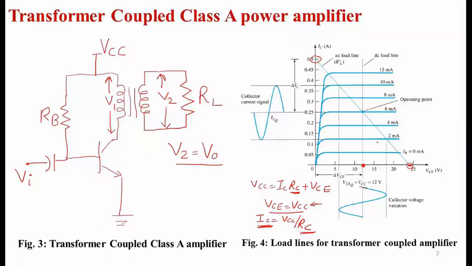Okay, so here we can see this important point, that the DC load line is a straight line in the case of the transformer coupled amplifier. We will discuss in the efficiency part that this makes a difference in the efficiency of both types of class A amplifiers.